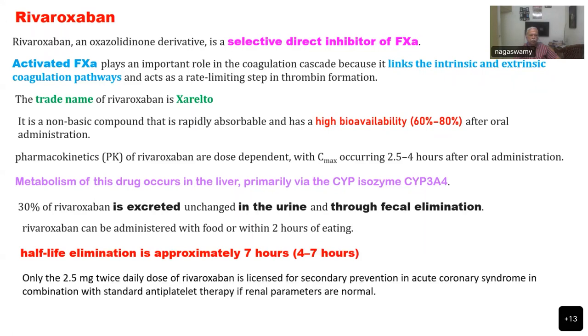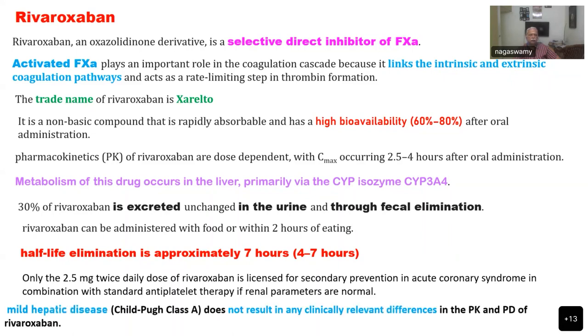Only the 2.5 milligram twice daily dose is licensed for secondary prevention in acute coronary syndrome in combination with standard antiplatelet therapy if renal parameters are normal. So nowadays they use this for ACS also, along with your clopidogrel and aspirin, which are mainly antiplatelet agents. This is also being now included in the armamentarium for treating ACS patients for prevention of further thrombus formation.